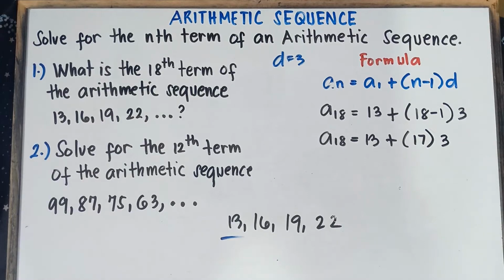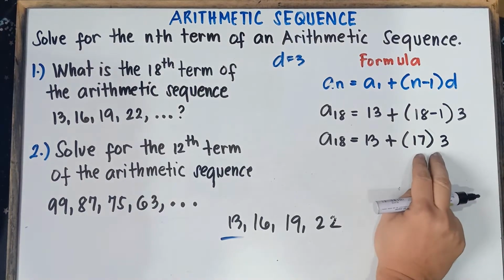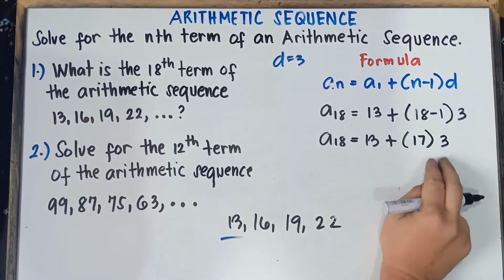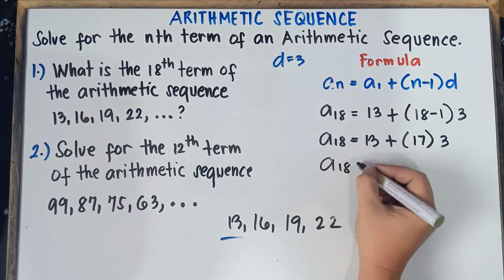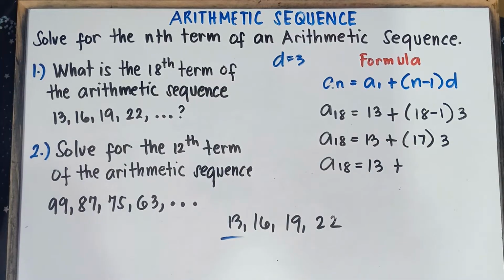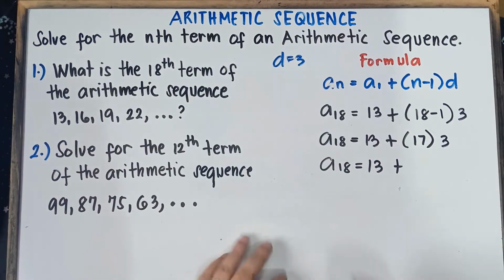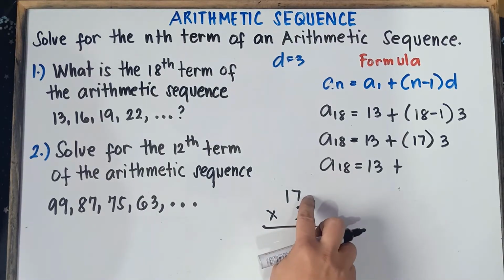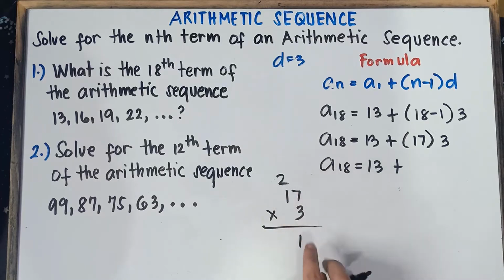Alright, so once again, class, you always follow PEMDAS. You simplify this one first, multiply this one first before we add 13. So copy a sub 18, or the 18th term. Copy 13 plus 17 times 3. We multiply that: 17 times 3. 3 times 7, that would be 21. So 1 carry 2. 3 times 1 is 3 plus 2, that would be 5. So that would be 51.